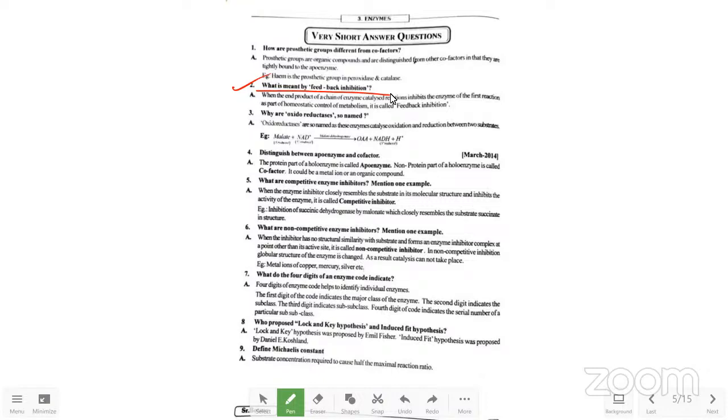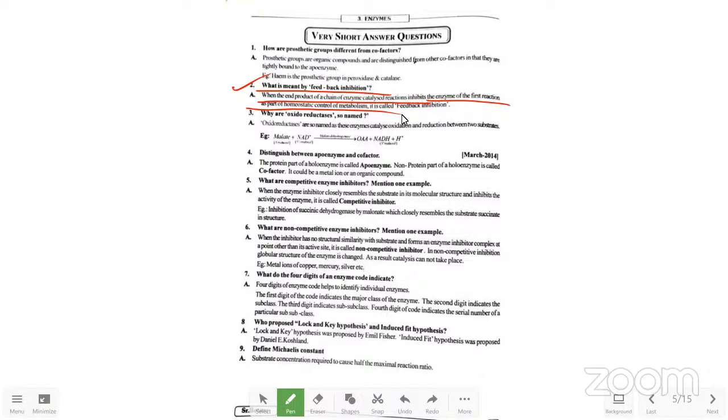When the end product of a chain of enzyme-catalyzed reactions inhibits the enzyme of the first reaction, that is called feedback inhibition. When the last enzyme in the chain of reactions inhibits the first step's enzymatic reaction, that is called feedback inhibition.